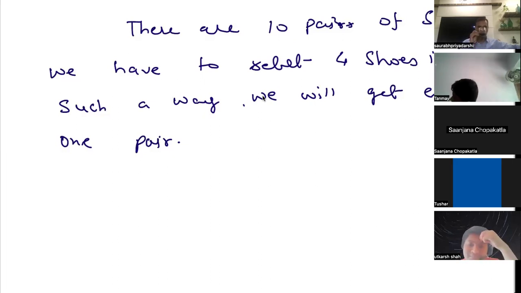So firstly, I found the number of selections. First we can take one pair from the 10 pairs. We'll be left with 9 pairs and two shoes to take. So you can take two shoes from two different pairs of the 9 given pairs.